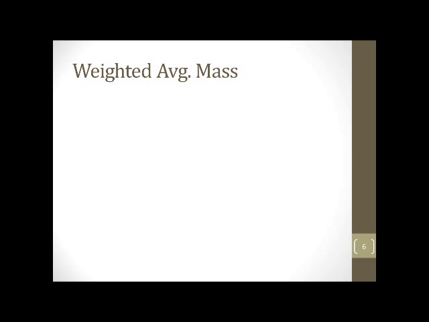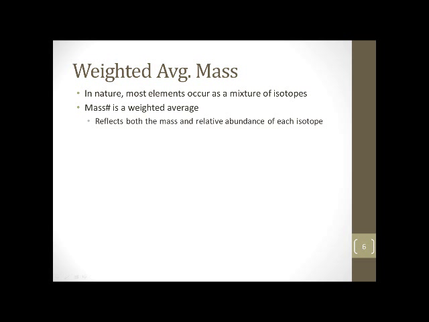Now, when I referred to the reference table, the way it said carbon has a mass of 12.011, that has to do with what's called the weighted average mass. Because in nature, most elements occur as a mixture of isotopes. The mass number on the periodic table is a weighted average, and it reflects both the mass and relative abundance of each isotope.